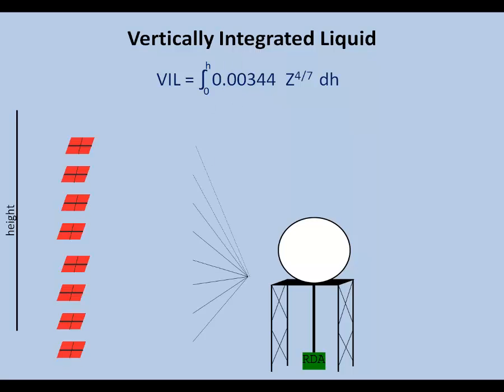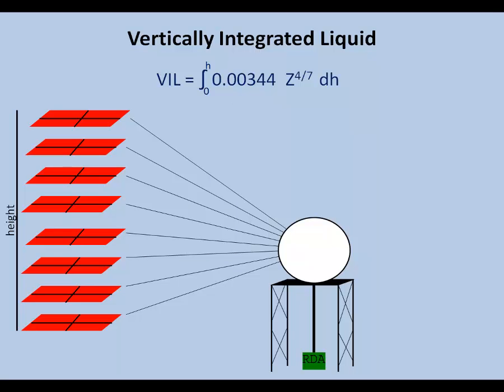Okay, so as the radar scans, and this is just some sample scans, we go up, and remember the equation. So in between each height it is calculated, or reflectivity factor is multiplied by the difference in height.